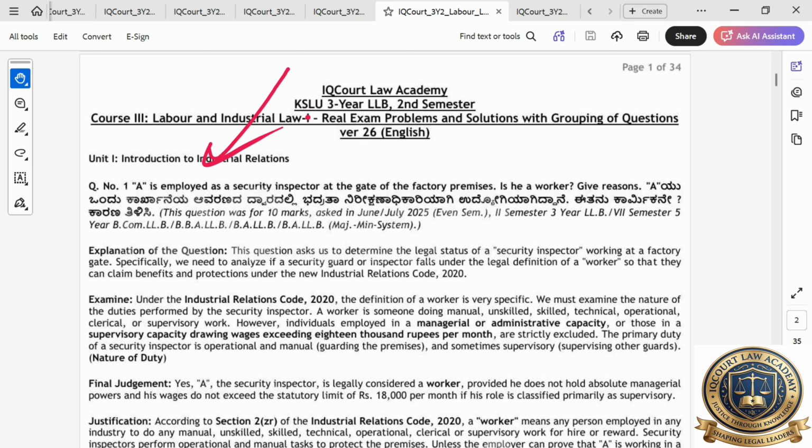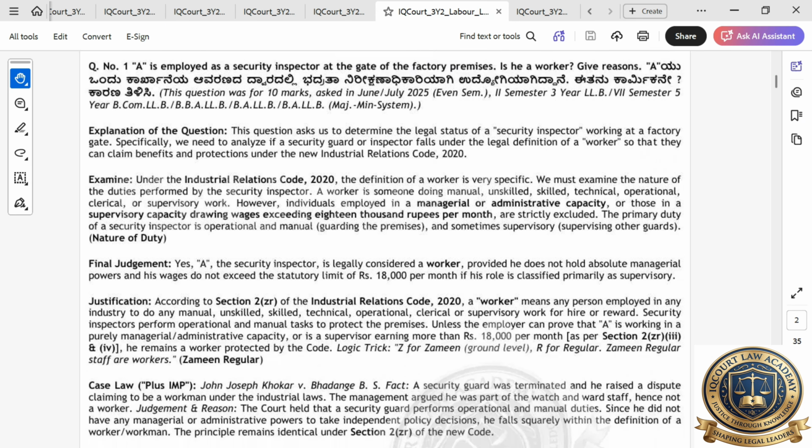The question number 1 is, A is employed as a security inspector at the gate of the factory premises. Is he a worker? Give reasons. This question was asked in July 2025 as per the old syllabus, but it will be asked in the new syllabus also. You just have to change the section and the definition.